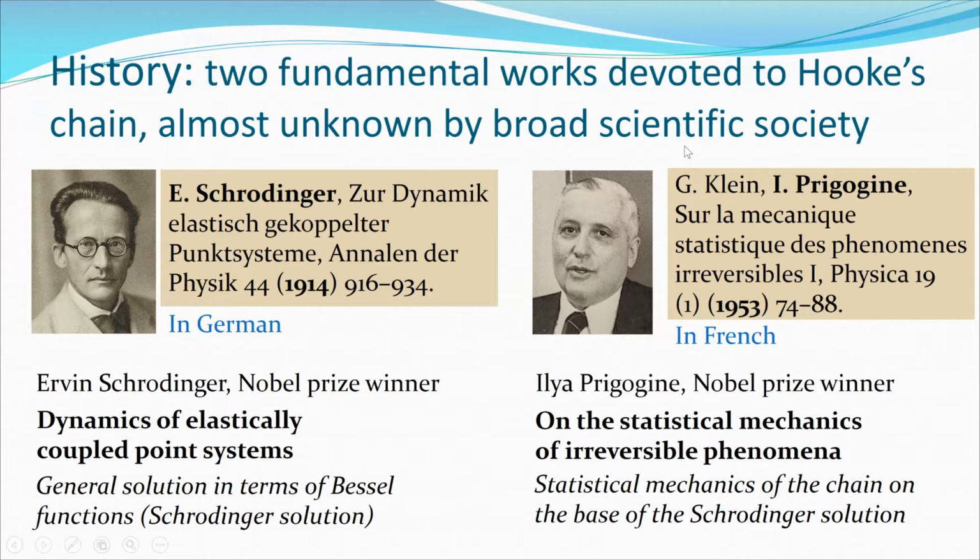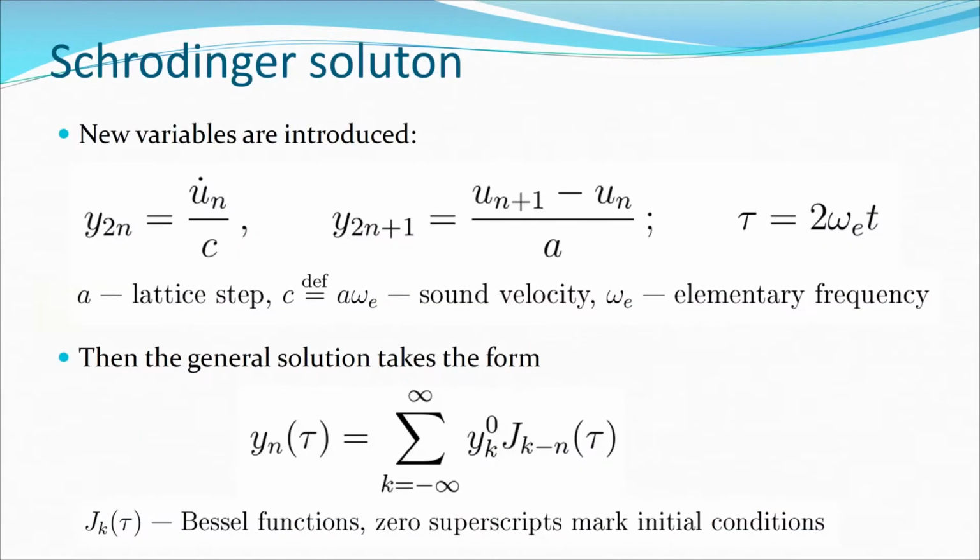Another work is work by two authors. One of them is Ilya Prigozhin, also the Nobel Prize winner. And here the statistical mechanical aspects of this system are considered. Going to the first work, what was done by Schrödinger? He introduced these two variables, actually one variable, y, which is combined of velocities and displacements.